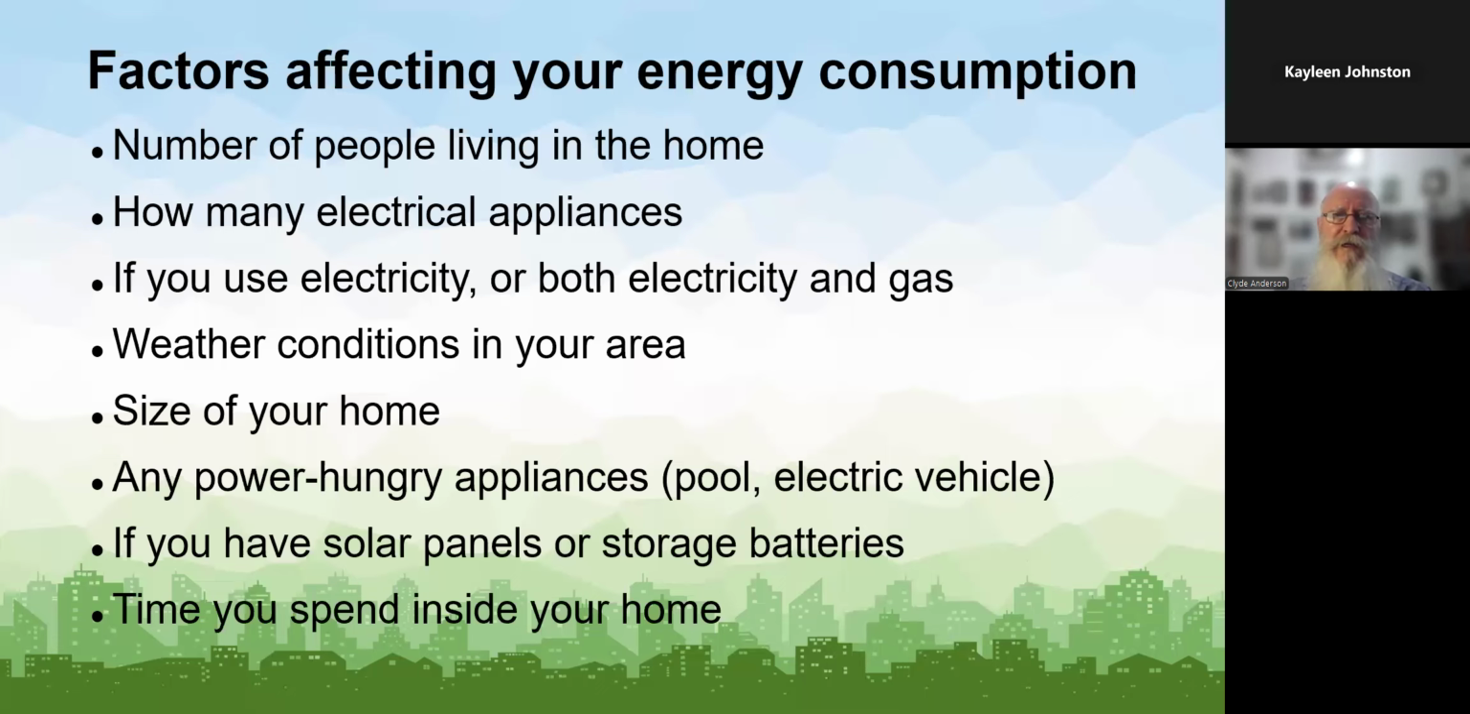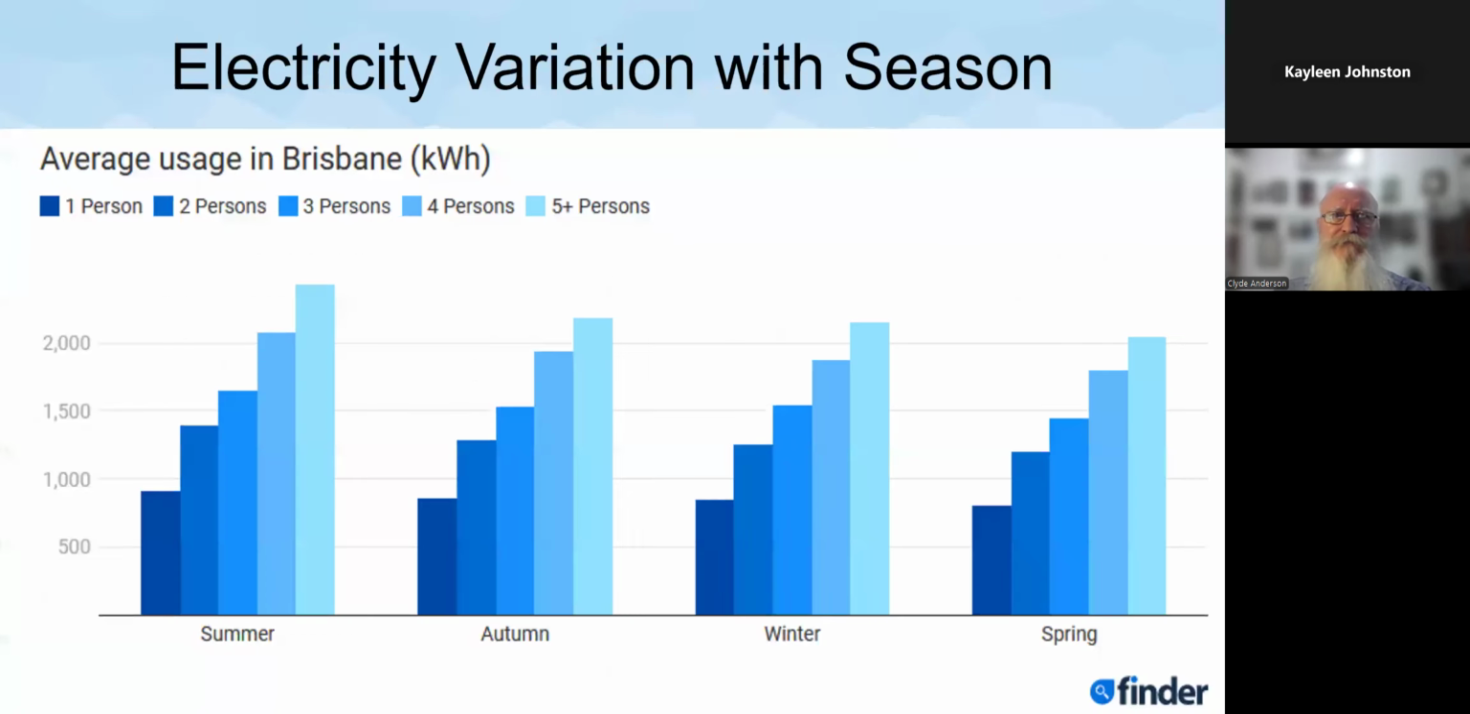So here's an example for Brisbane. Looking at the number of people in a house, one, two, three, four, or more than five, the energy consumption varies between summer, autumn, winter, and spring. And really the essence of this table is to give you an idea. Each of these quarters is roughly 91 days. So let's say it's 100 days. So 1,000 kilowatt hours would be 10 kilowatt hours a day, just as a rough number.